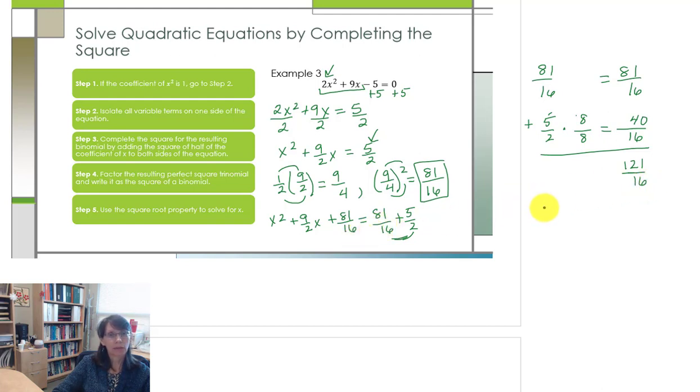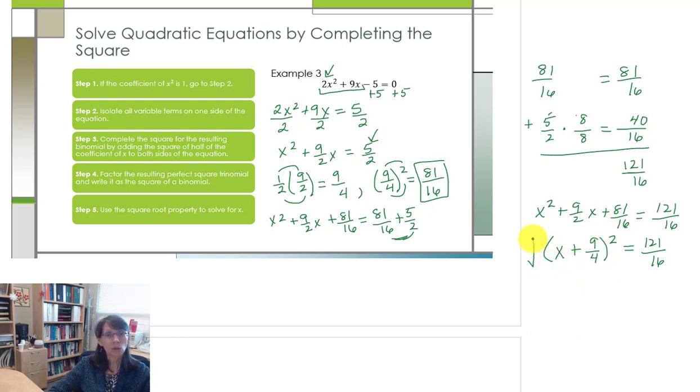We can go ahead and rewrite our equation as x squared plus 9 halves x plus 81/16 now equals a total of 121/16. Let's talk about factoring this perfect square trinomial. So we know that x squared comes from x times x, and we know from finding half of this coefficient 9 halves, we ended up with 9 fourths. It's positive 9 fourths. So I know that plus 9 fourths is the factor needed in this binomial.